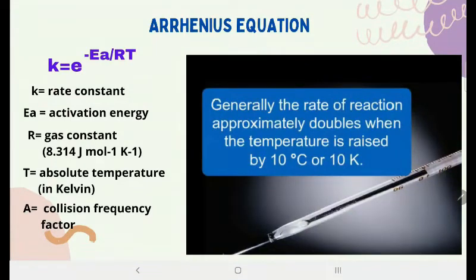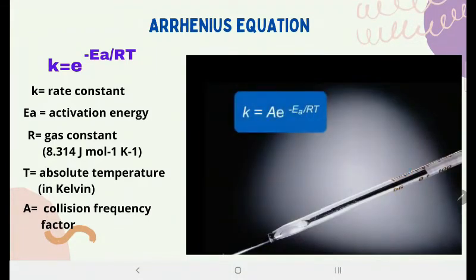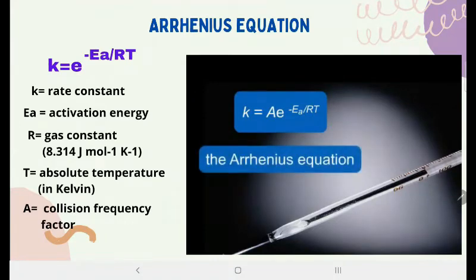Generally, the rate of reaction approximately doubles when the temperature is raised by 10 degrees Celsius or 10 Kelvin. This suggests an exponential relationship between rate and temperature. The relationship between rate constant and temperature was first proposed by Svante Arrhenius, a Swedish chemist, in 1889. It is now called the Arrhenius equation. k equals A times the exponent of minus Ea per RT, where k is the rate constant, Ea the activation energy of the reaction, R the gas constant, and T the absolute temperature.